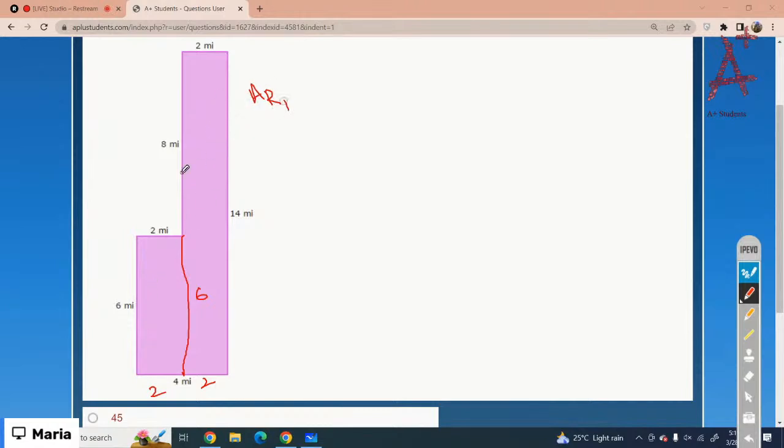I am going to write down rectangle 1 and rectangle 2. So the area of rectangle 1 is length times width. It would be 14 times 2. That would be 28. The area of the smaller rectangle is 6 times 2. It would be 6 times 2 equals 12.